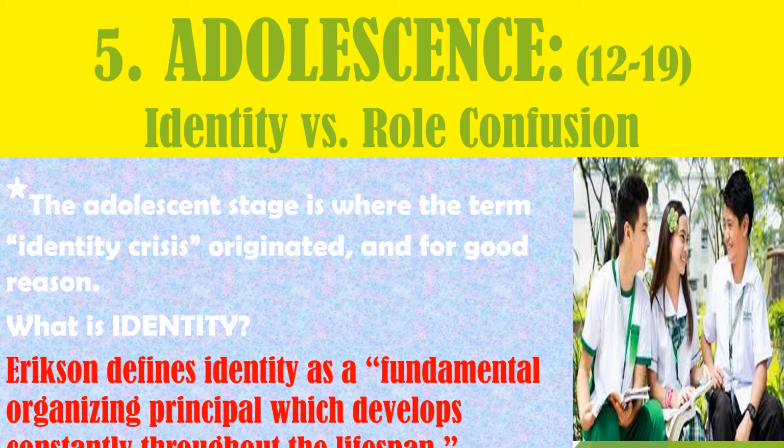So according to Erik Erikson, adolescence refers to identity versus role confusion. This is the stage where the term identity crisis originated, and for good reason. This stage occurs during adolescence between the ages of approximately 12 and 18. During this stage, adolescents explore their independence and develop a sense of self.